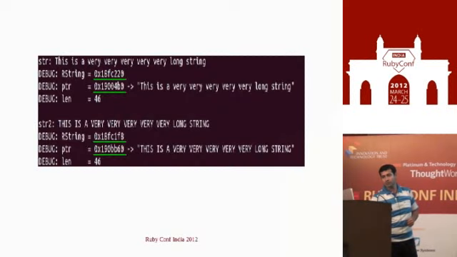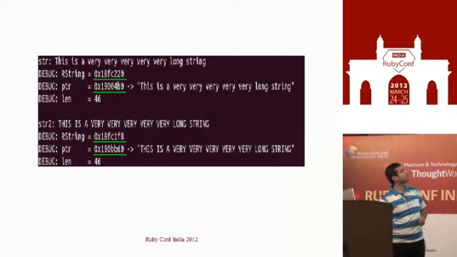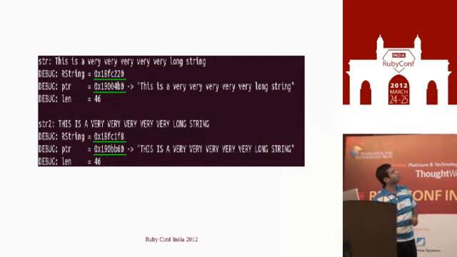Let's verify this. Okay, so rstring, they are still different. Okay, but if you notice the pointer, they are different. So the addresses, they are different.